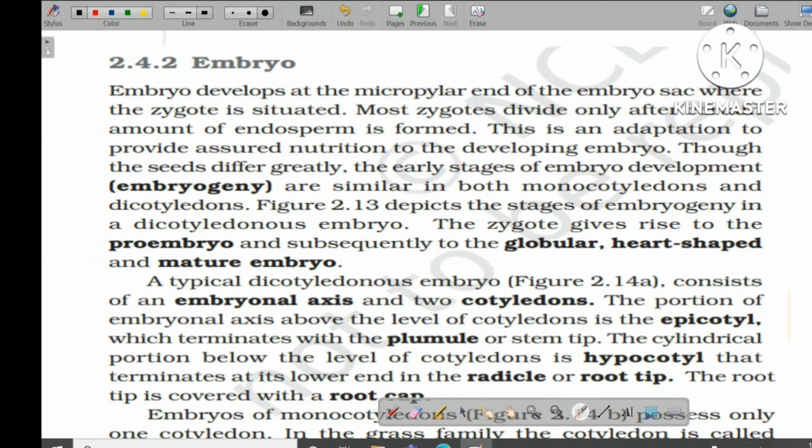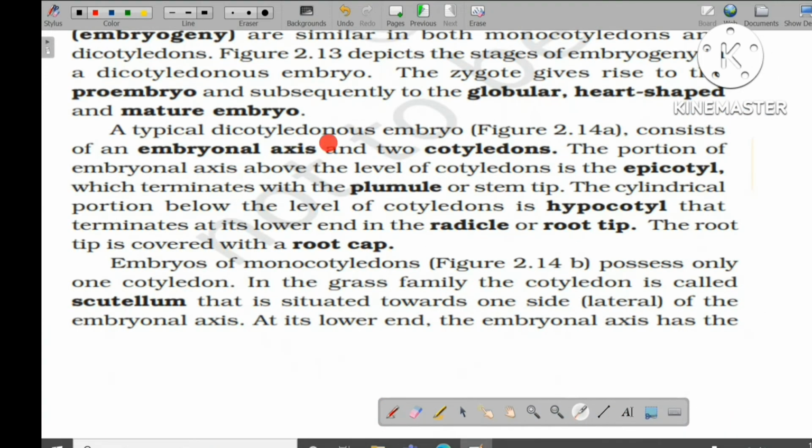The zygote gives rise to proembryo and subsequently to the globular, heart-shaped and mature embryo. A typical dicotyledonous embryo consists of an embryonal axis and two cotyledons. The portion of the embryo axis above the level of cotyledons is the epicotyl, which terminates with the plumule or stem tip. The cylindrical portion below the level of cotyledons is hypocotyl. That terminates at its lower end in the radicle or root tip. The root tip is covered with a root cap.